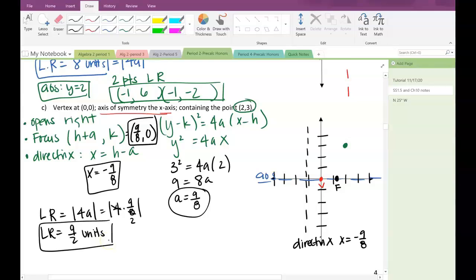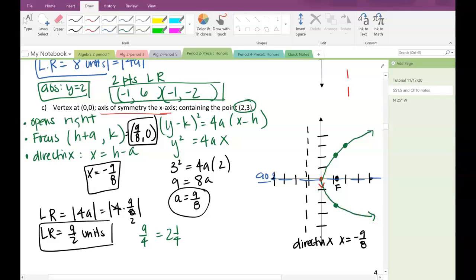That means I'm going to go up from the focus half of 9/2. So that's 4.5 halved, okay, so that's 2.25. So let's go up 2.25 from the focus and go down 2.25 from the focus and connect dots.